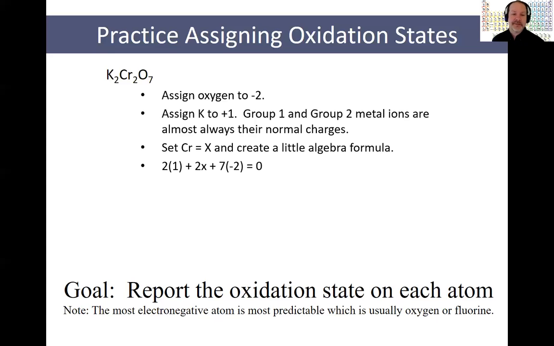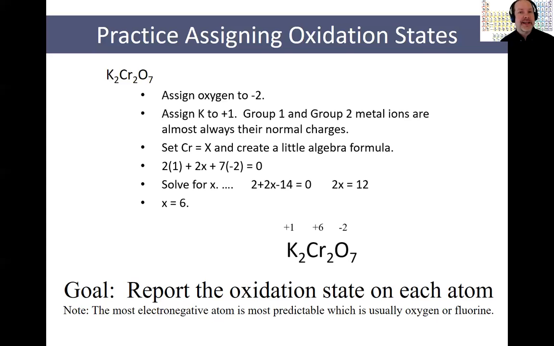So create a little formula. I have 2 potassiums at +1 plus 2 chromiums, which I don't know the charge of, plus 7 oxygens, which are at -2. And this is a neutral compound, and so I set it equal to 0. Solve for x, rearranging the equation, you can see that I can end up getting x equal to 6.